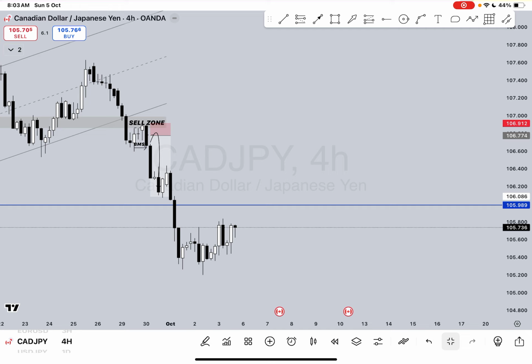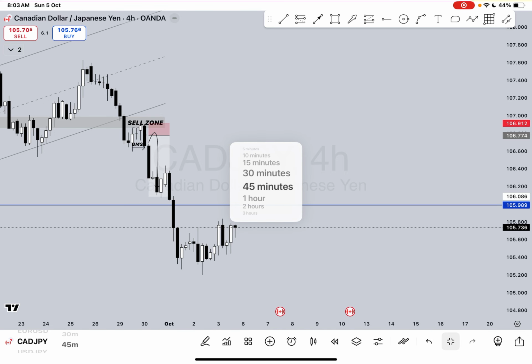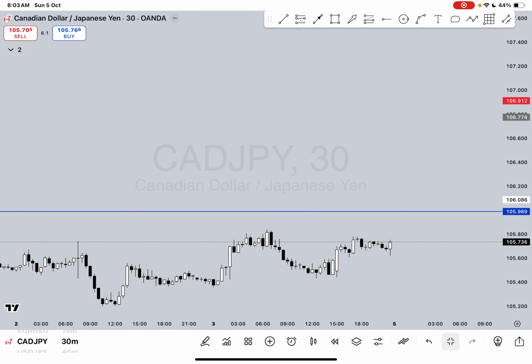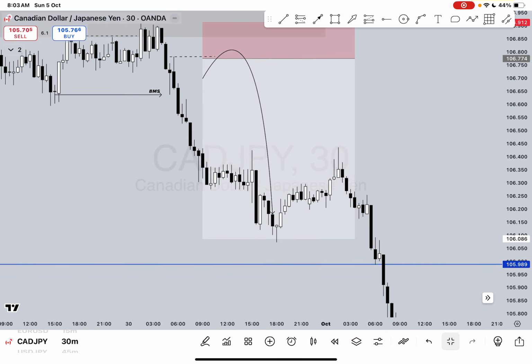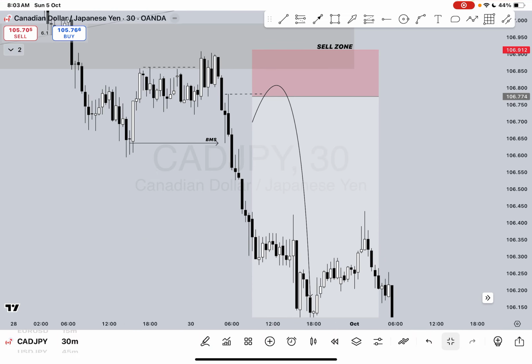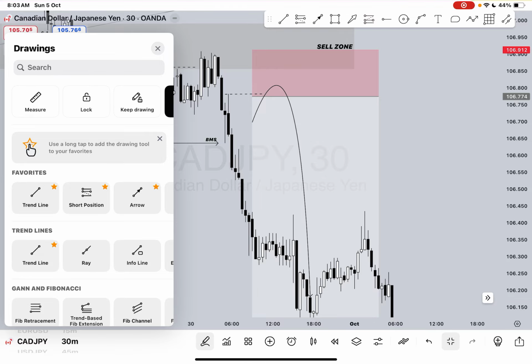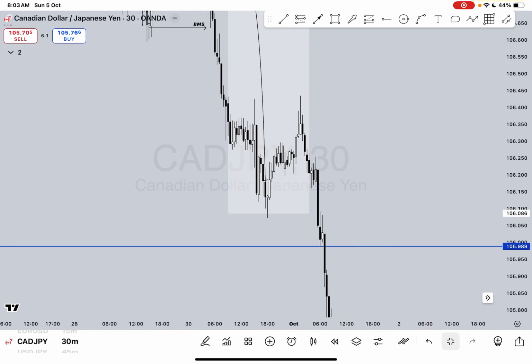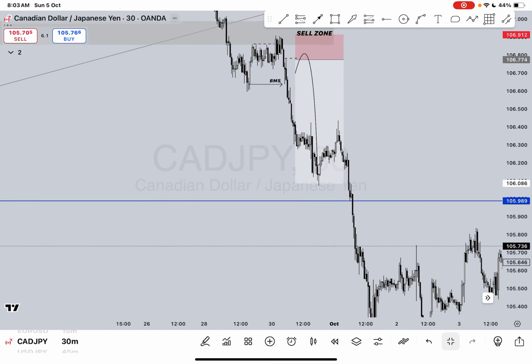I had an entry on CAD JPY, but unfortunately the market did not tag us in. We missed the trade. You can see this is a very, very good sell, only waiting for the market to just retrace, and all of a sudden we didn't get that retracement and the market just kept on dumping massively.